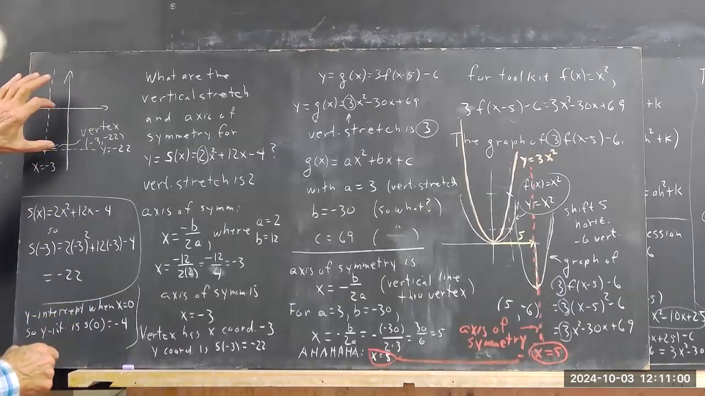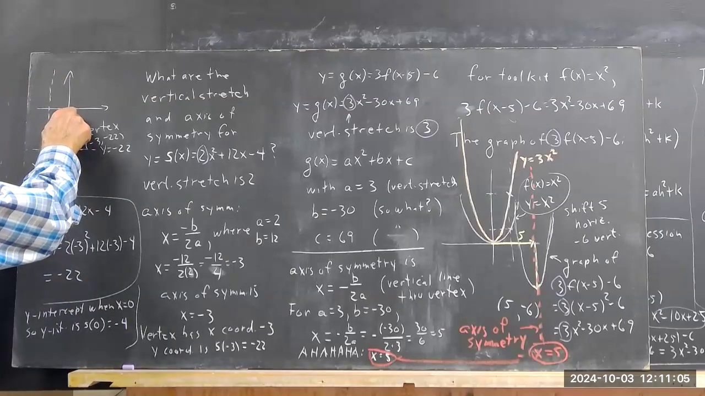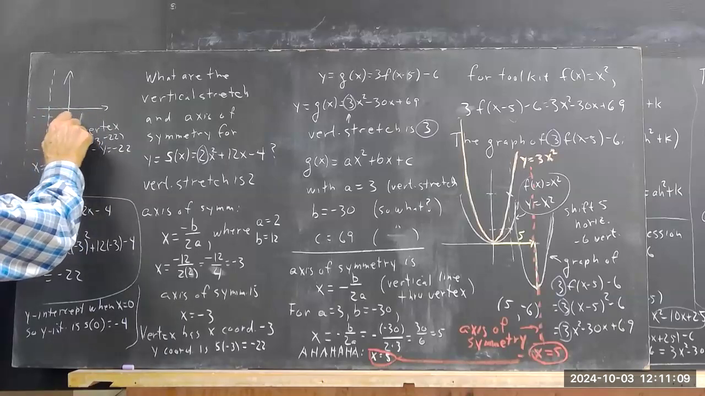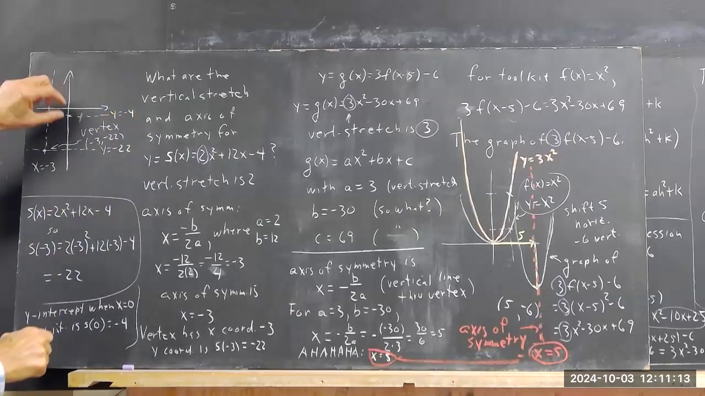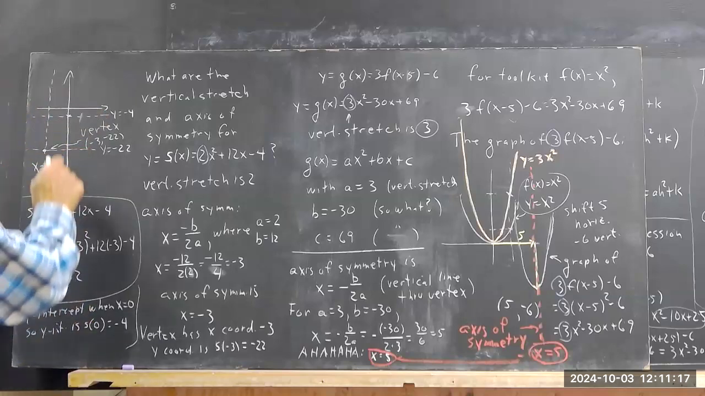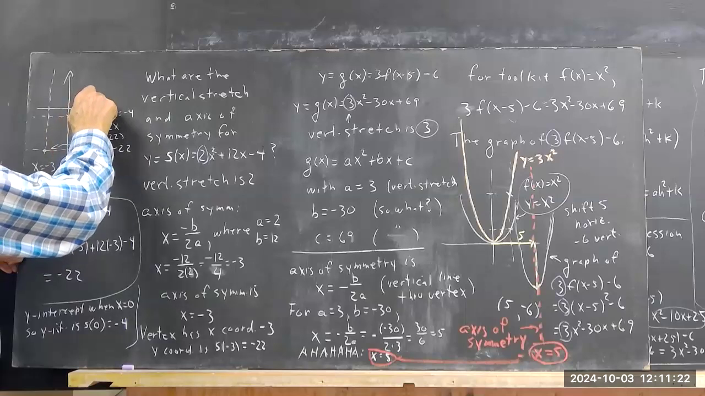Where's the point (0, -4)? Well, if that's -22, -4 is probably about maybe here. It's got to be less than 1/5 of this, because 4 is 1/5 of 22. Okay. So this is the y-intercept.